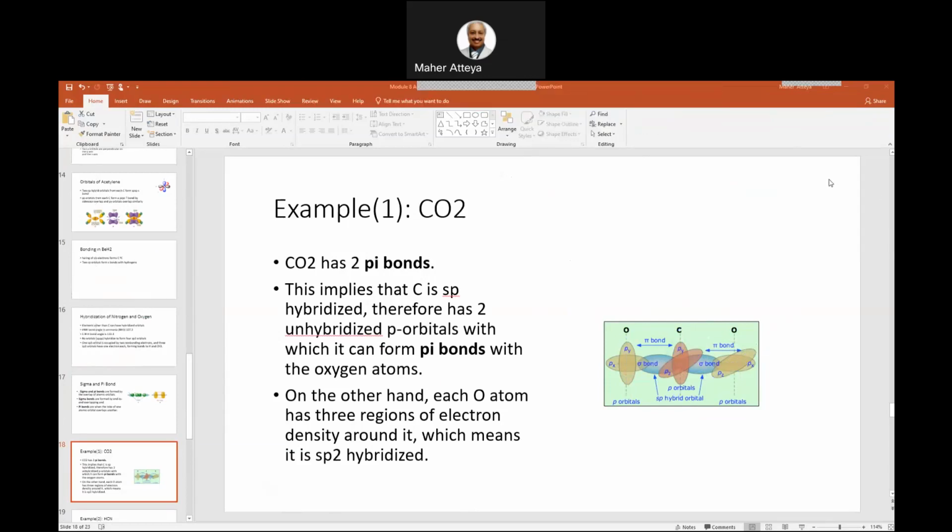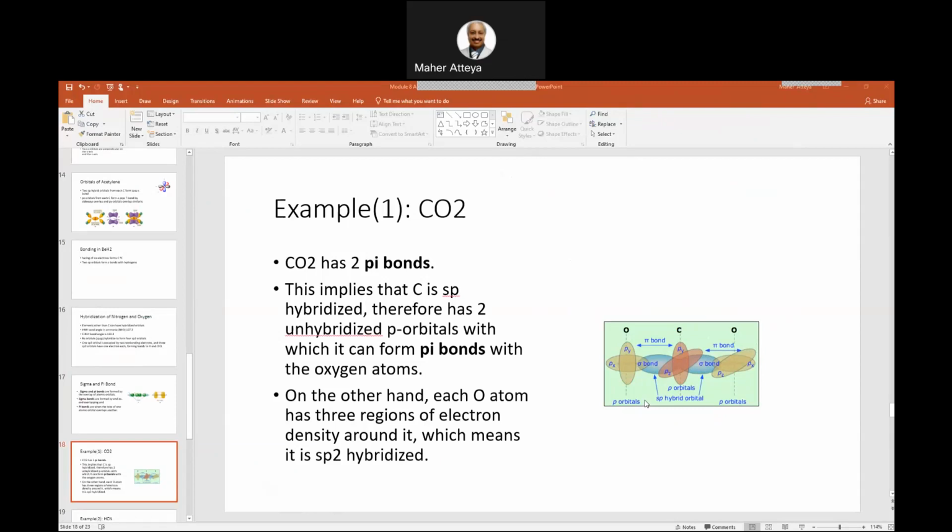So you have a pi bond between carbon and oxygen, between the p orbital of oxygen and the empty p orbital of carbon. And then the same thing with the second oxygen, and the sigma bond is made of sp2 on the carbon. This is carbon dioxide. No, that's sp, sorry, not sp2. That's linear, correct? CO2 is linear.